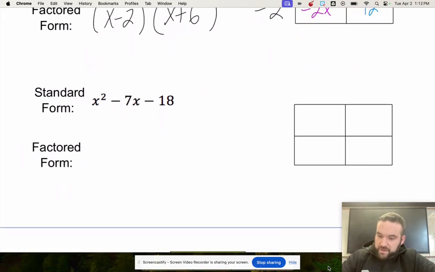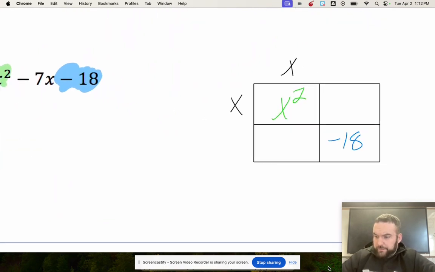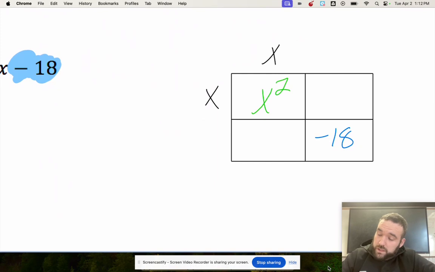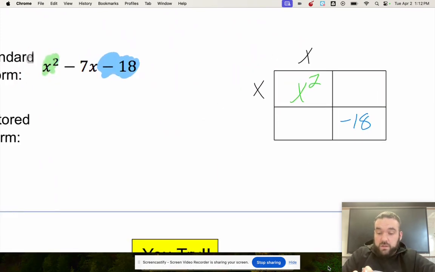Down here, same idea. I'm going to lay this out super quick. x squared is my first term. Negative 18 is my third term, or my c value. So x squared is there, negative 18 is there. If I decompose this, I have x and x as factors of x squared. Factors of negative 18, I could do 9 and 2, 6 and 3.